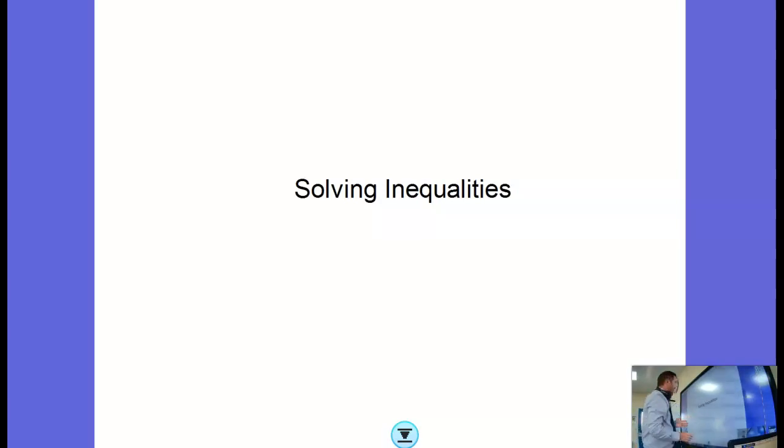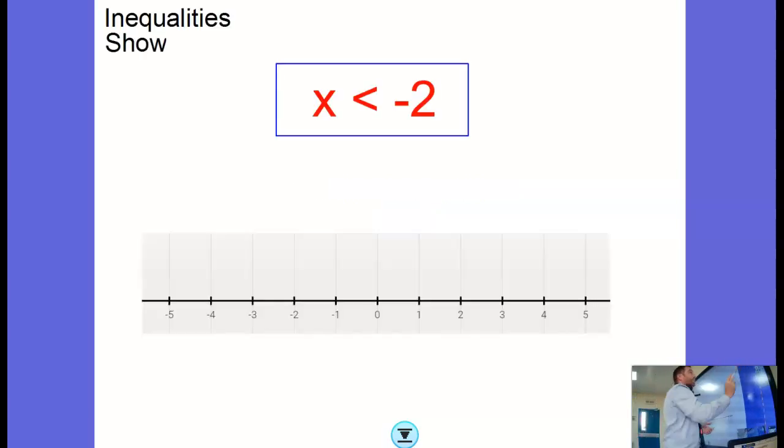Hey math fans, solving inequalities. So it's less thans, greater thans, and all of that stuff, and solving them.